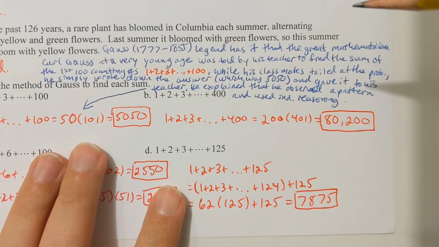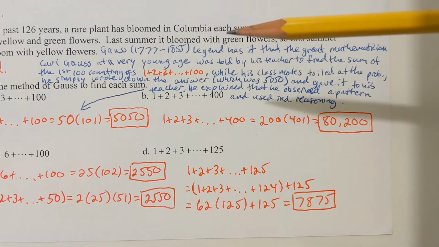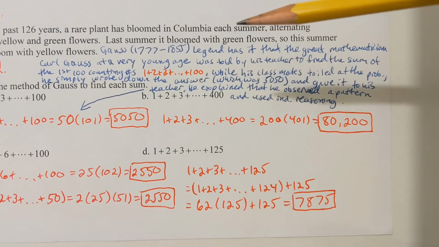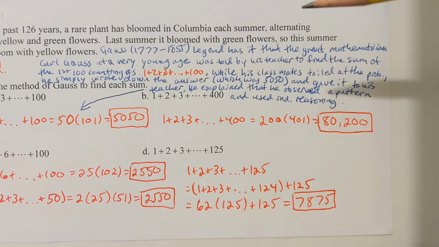So Gauss, who lived from 1777 to 1855, was a very famous mathematician. And legend has it that this great mathematician, at a very young age, was told by his teacher to find the sum of the first 100 counting numbers. So 1 plus 2 plus 3 plus 4 plus all the way up to plus 99 plus 100. Okay, and the teacher thought this would keep them busy for a while.